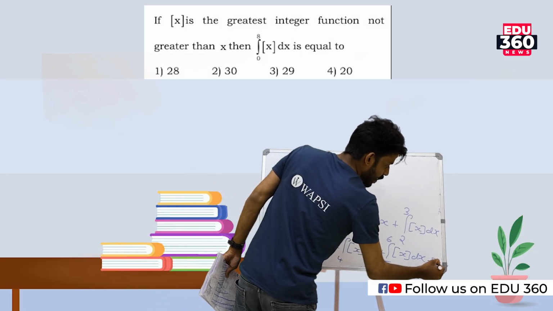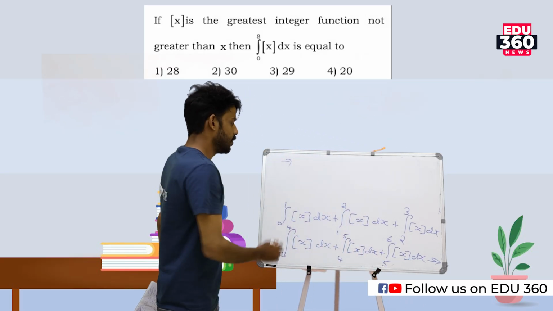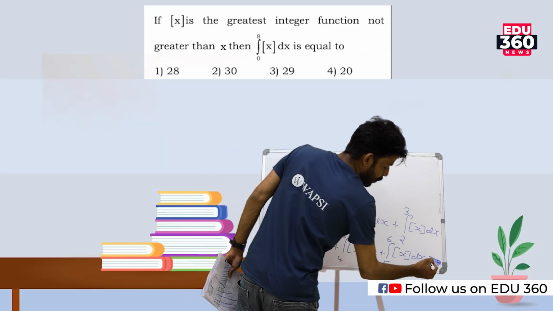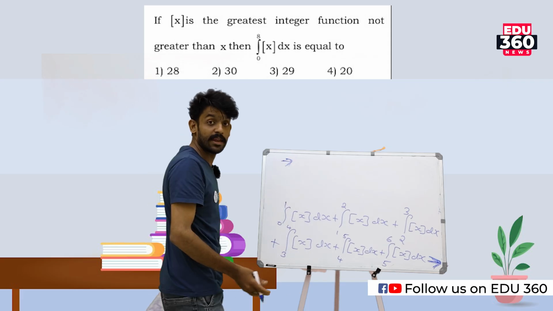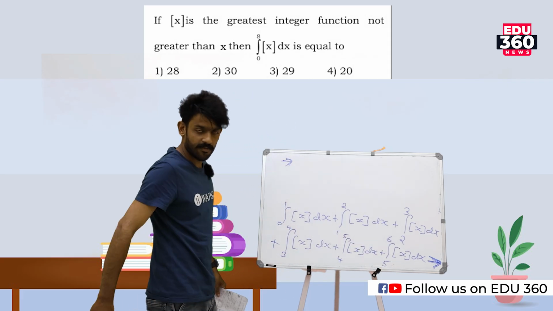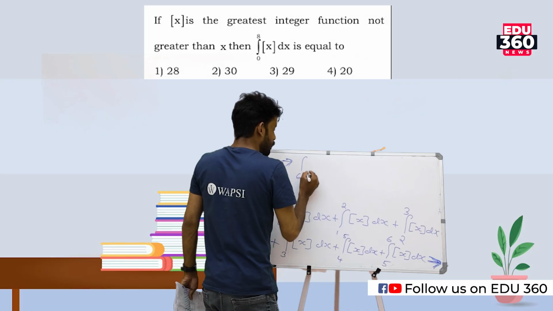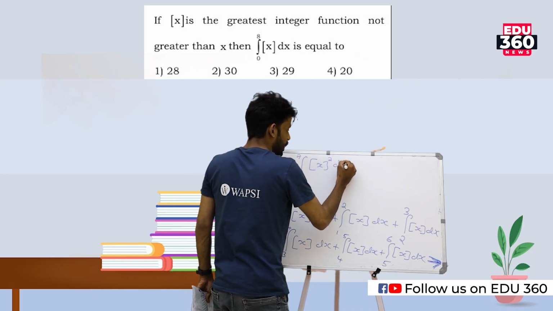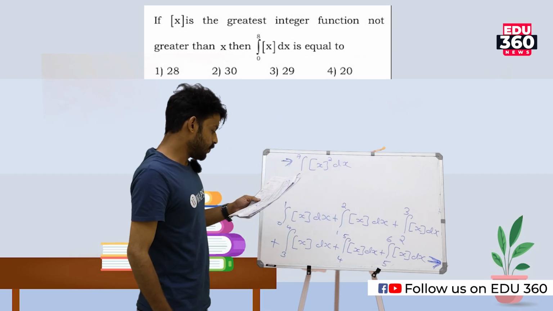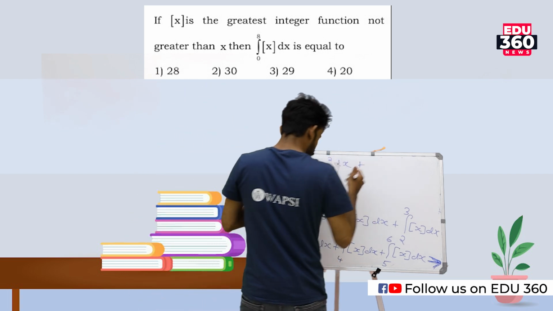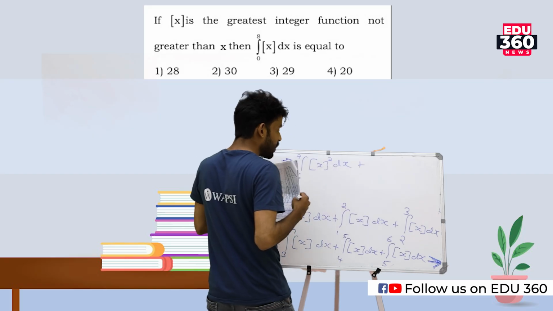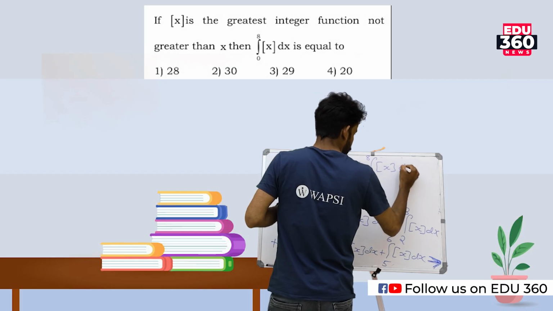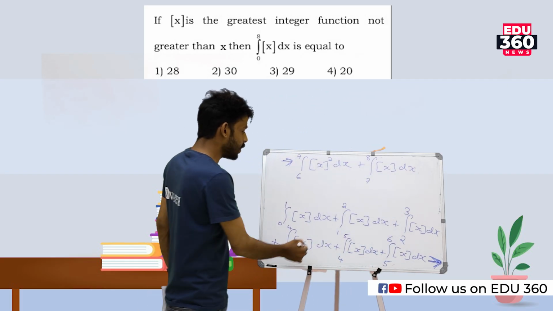After this I'm going to write here. Look, you can see an arrow indication mark, which means it continues. After this, I'm going to write the continuing steps here: the integral from 6 to 7 of [x] dx. What is the next? The last is the integral from 7 to 8 of [x] dx.